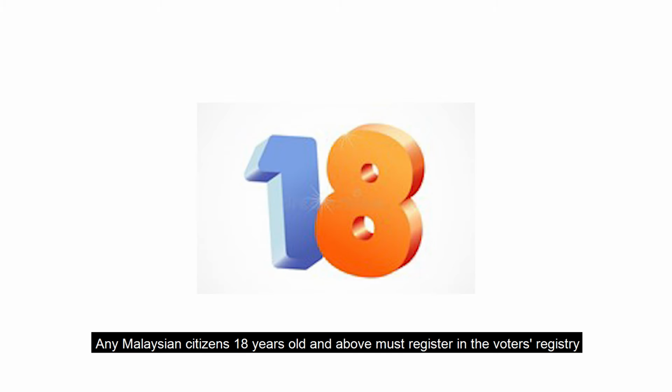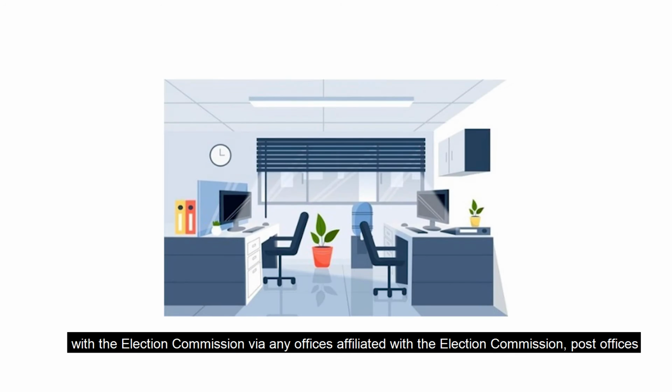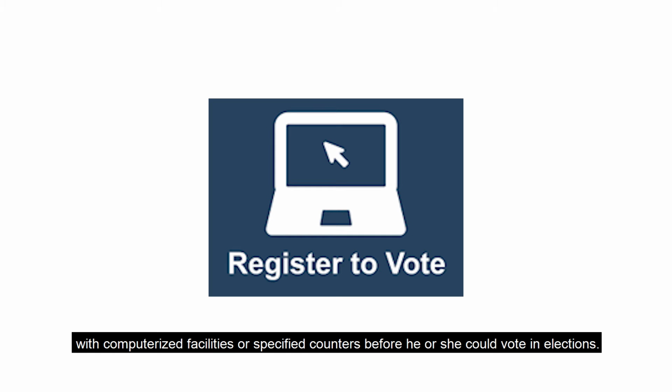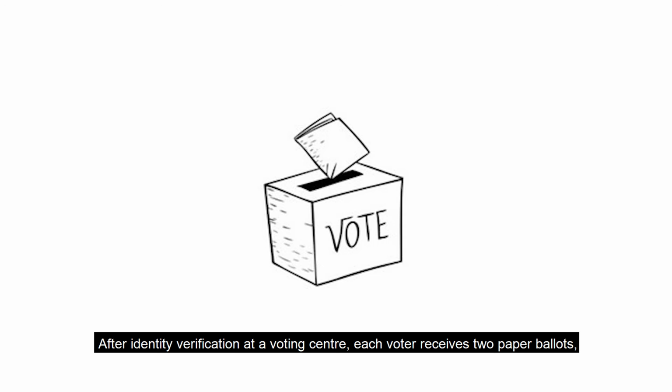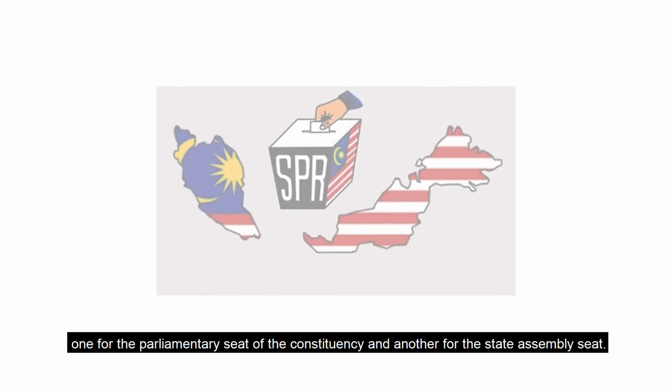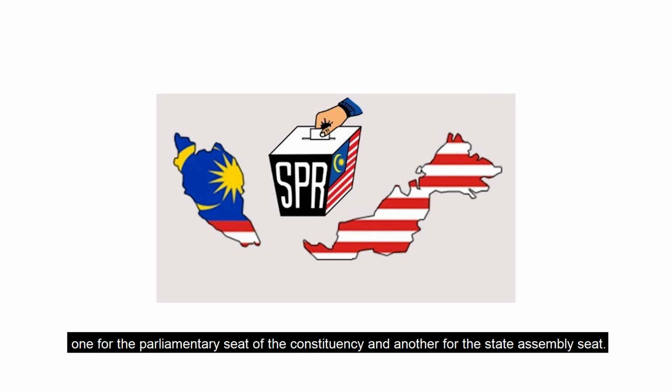Any Malaysian citizens 18 years old and above must register in the Voters Registry with the Election Commission via any offices affiliated with the Election Commission, post offices with computerized facilities or specified counters before he or she could vote in elections. After identity verification at a voting center, each voter receives 2 paper ballots, one for the parliamentary seat of the constituency and another for the state assembly seat.